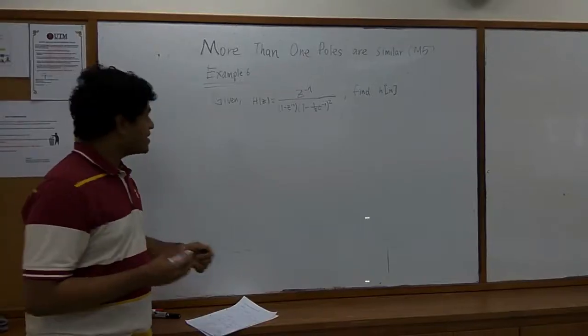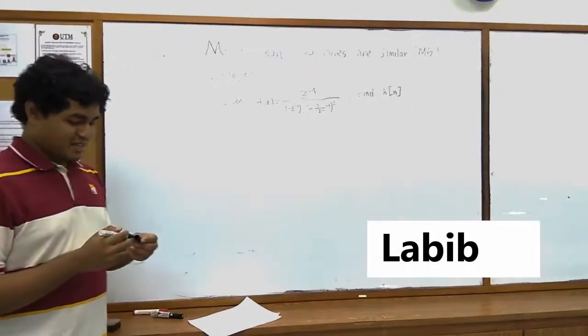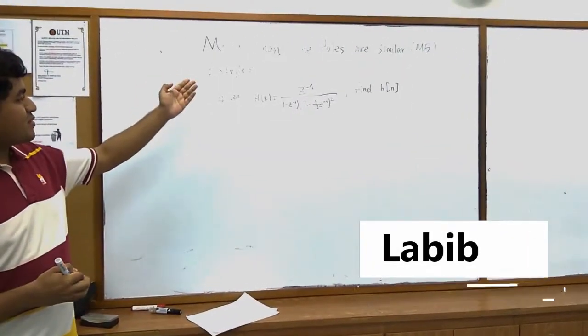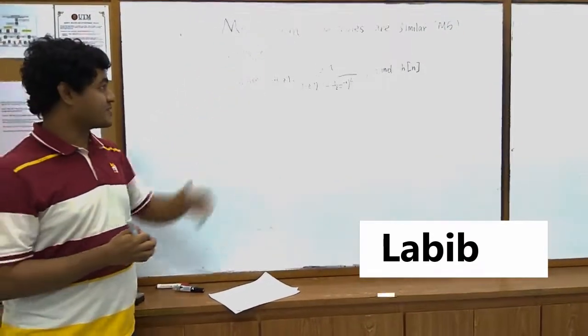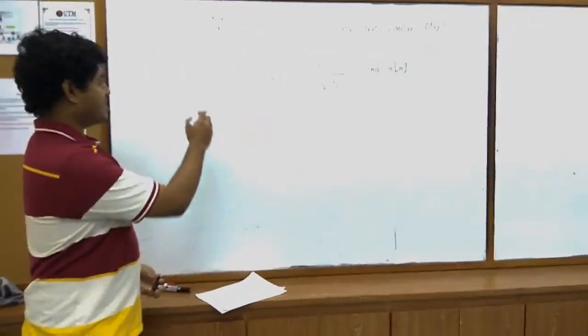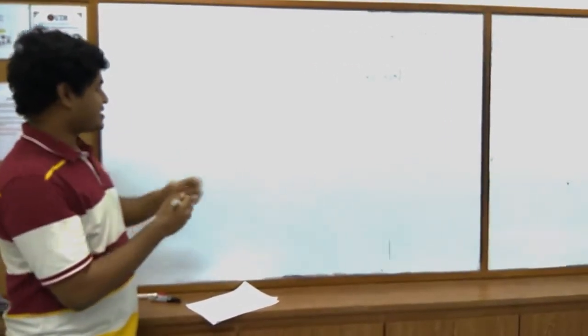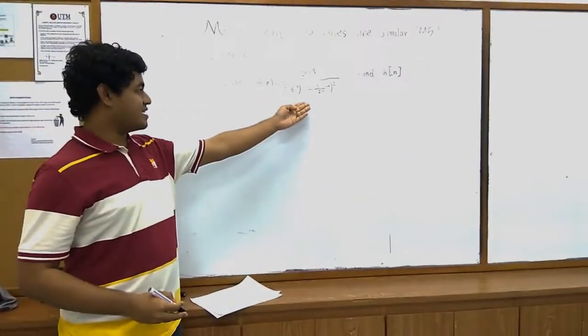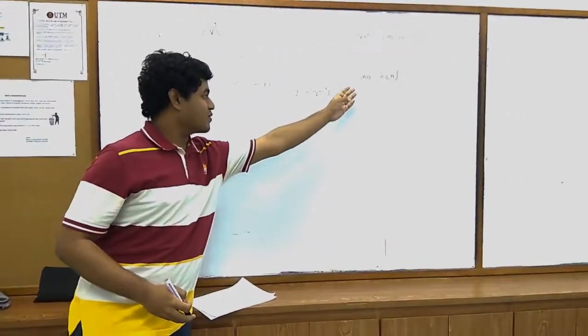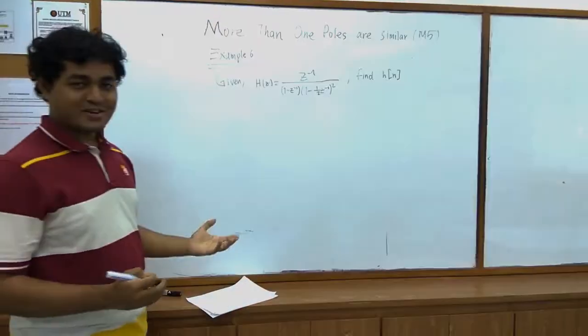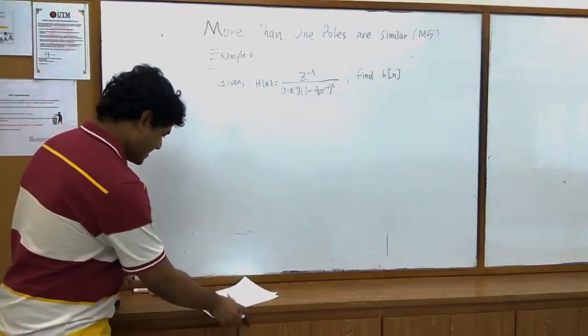Thank you. Hi, Labib here. I'll show you how to do inverse Z-transform when you have more than one pole that is the same. This is from M5, example 6. You have this function H(z), and we have to use inverse Z-transform to convert it to h(n). Alright, so let's begin.